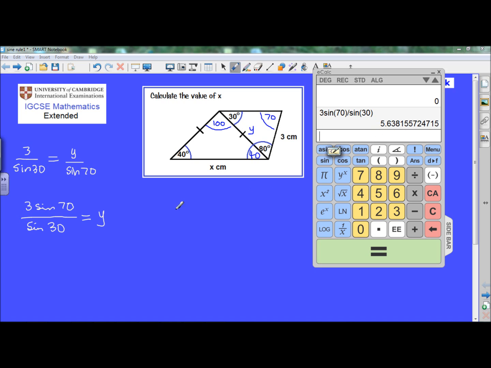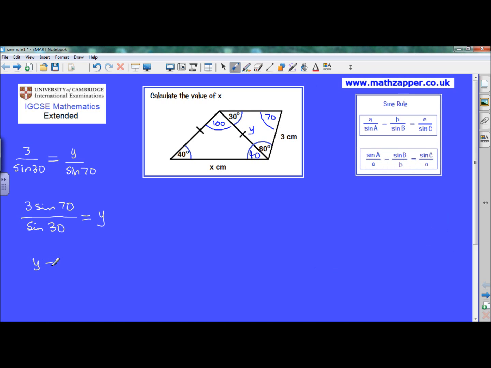For the sake of writing out the problem on the board, I'm going to call the answer 5.64. I'm going to write the answer to 3 significant figures. So we can say that y is equal to 5.64. But remember, the full answer is still in your calculator display. Now I've got that, I can start to look at finding side x. So we know that y is equal to 5.64.